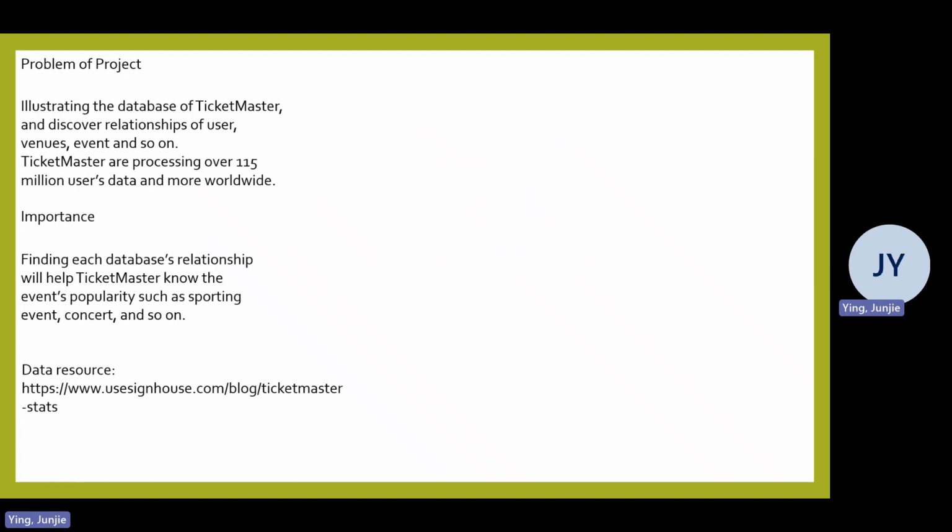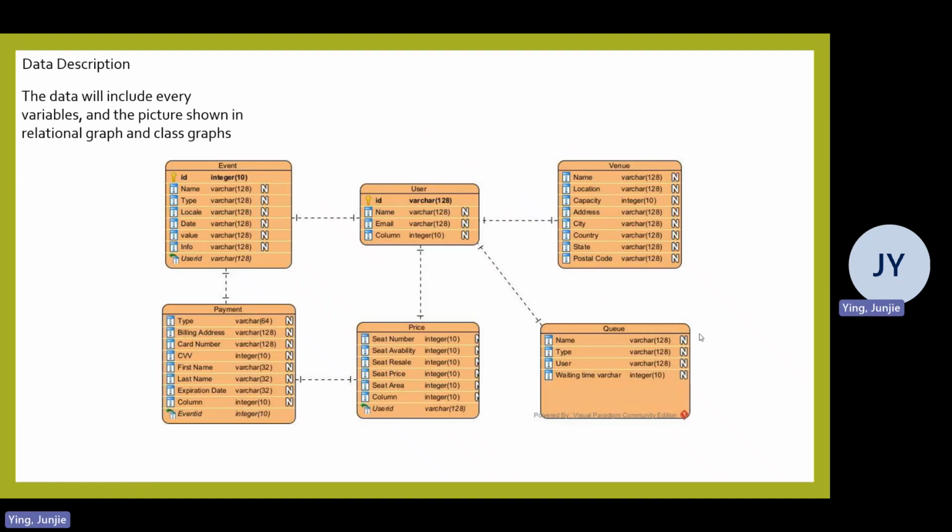I found these data resources on the website so that over 100 million users' data will be properly managed. But how will they manage the data? This is the data description here. The data will include variables, and this is the relational graph.